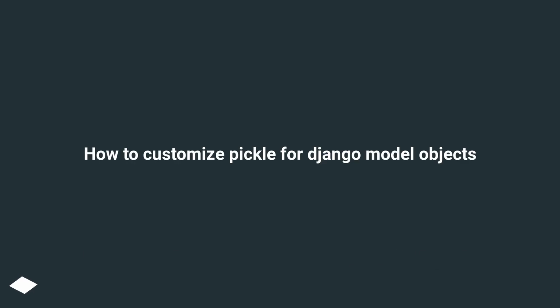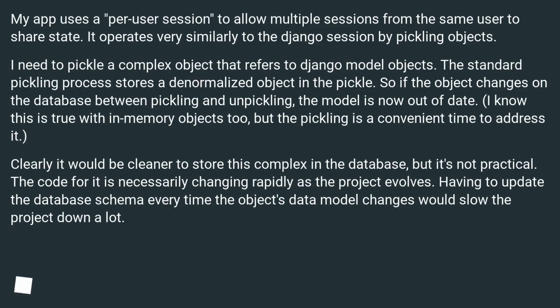How to customize pickle for Django model objects. My app uses a per-user session to allow multiple sessions from the same user to share state. It operates very similarly to the Django session by pickling objects. I need to pickle a complex object that refers to Django model objects.